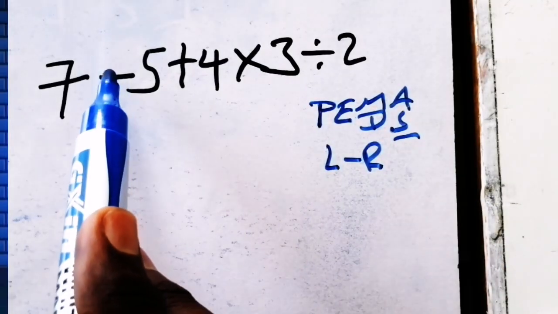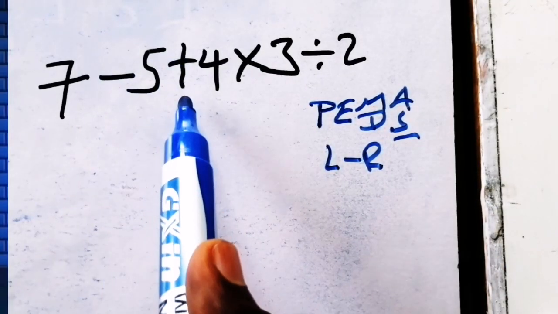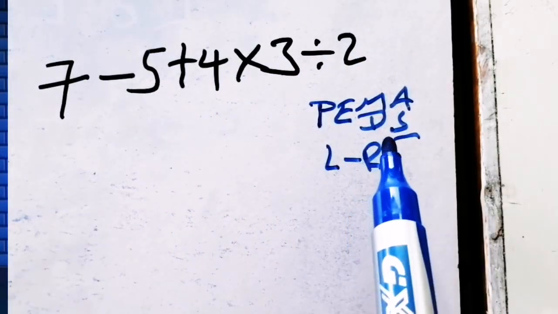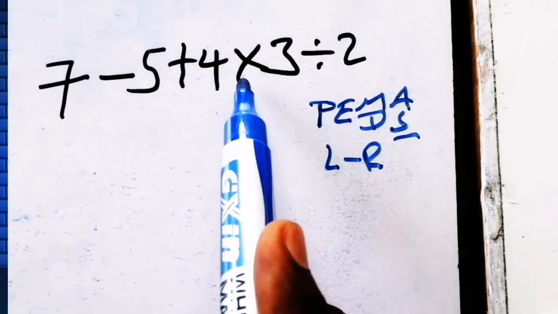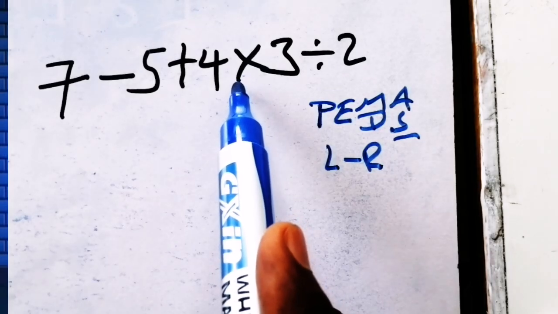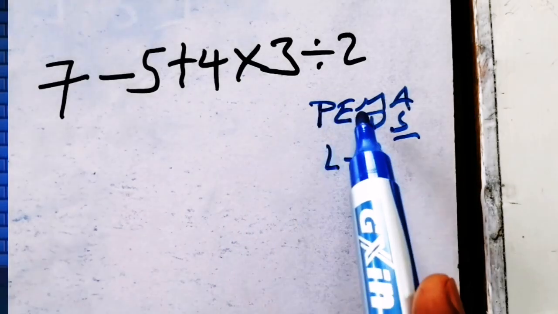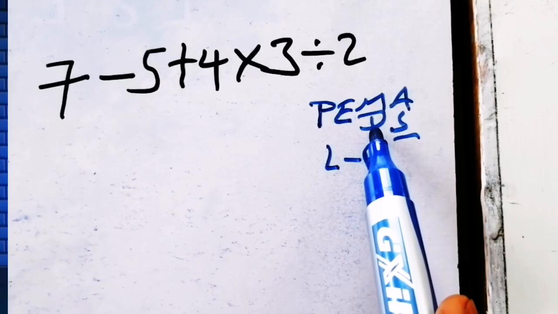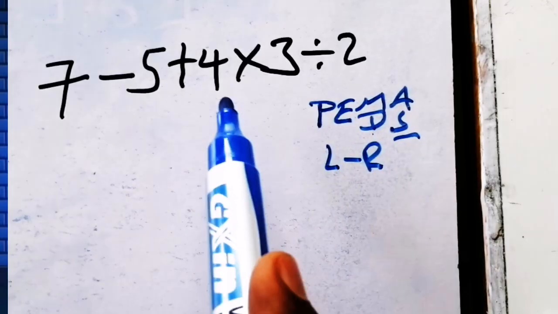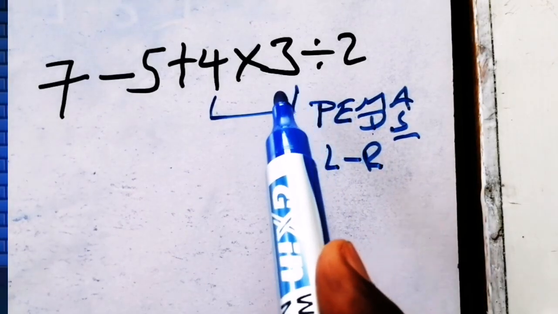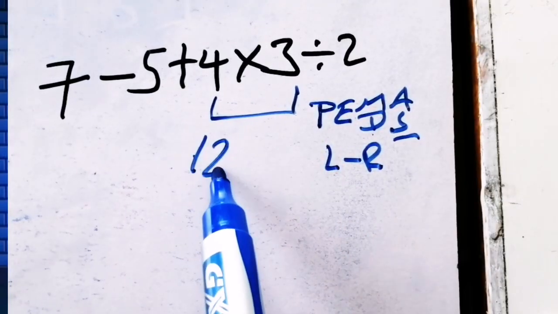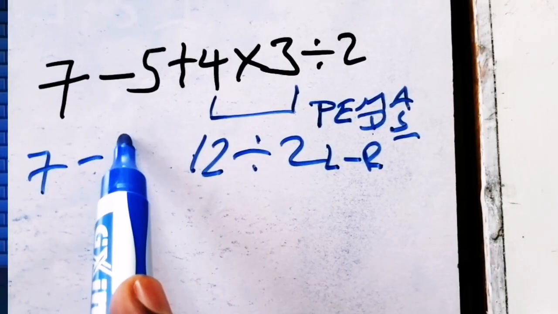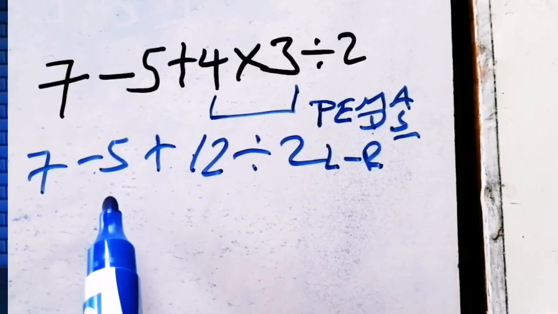In this expression there is one subtraction, one addition, one multiplication, and one division. According to PEMDAS, this multiplication has higher priority, because remember that multiplication and division have equal priority. Then we have to work from left to right. Therefore, we have to do this first: 4 times 3, which is 12. 12 we divide by 2, then 7 minus 5 plus 12.